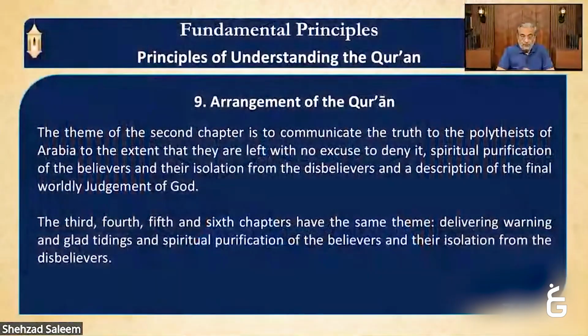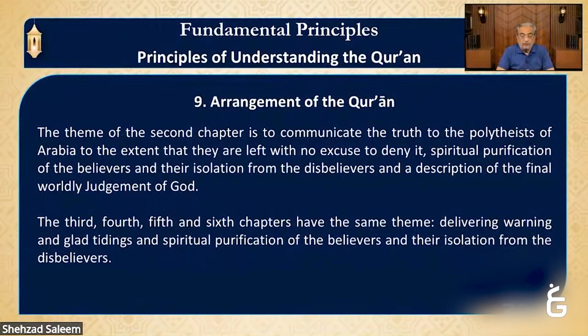Ustaz Ghamidi says that the theme of the second chapter is to communicate the truth to the polytheists of Arabia to the extent that they are left with no excuse to deny it, spiritual purification of the believers and their isolation from the disbelievers, and a description of the final worldly judgment of God. And then he says that the third, fourth, fifth, and sixth chapters have the same theme. And what is that? Delivering warning and glad tidings and spiritual purification of the believers and their isolation from the disbelievers. So this is the common theme of the third, fourth, fifth, and sixth chapters.